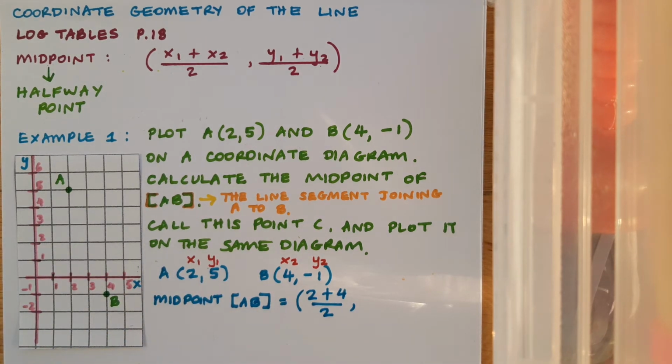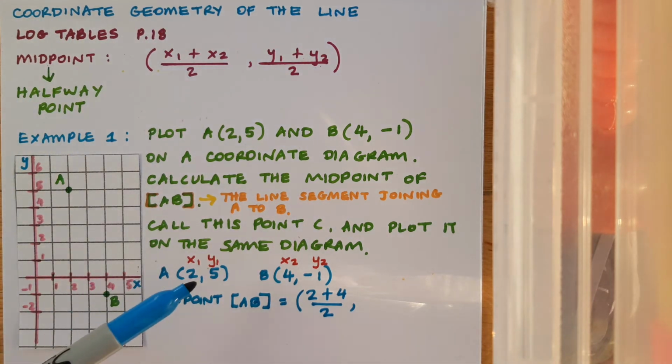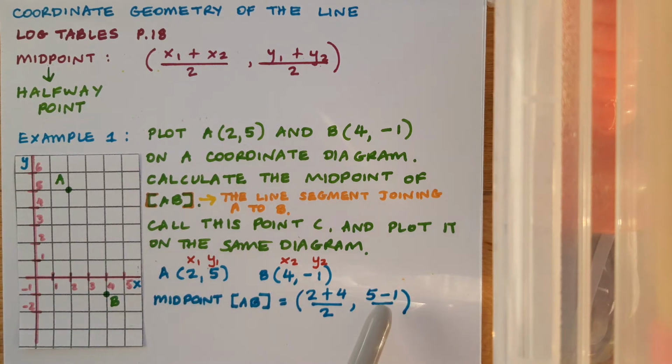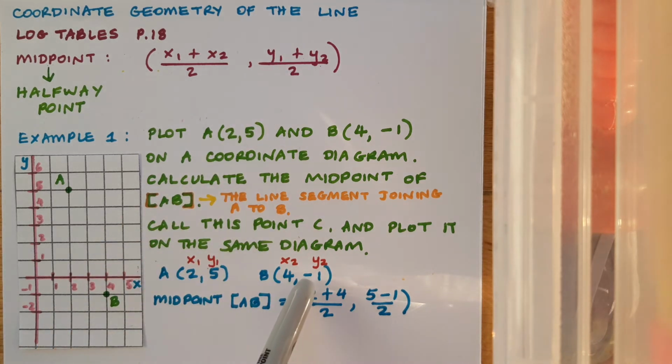I put a comma after it. And then I've got y1 plus y2 over 2. So in this case, that's 5 minus 1 over 2. You can write this as plus minus, with the plus from the formula and the minus from the y2 if you like. But a plus by a minus is a minus. So in essence, whatever the sign is with the value from the point, that's what you go with.